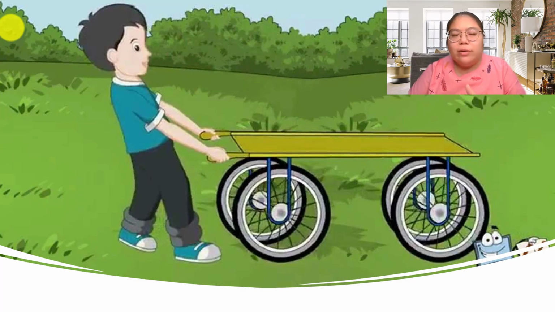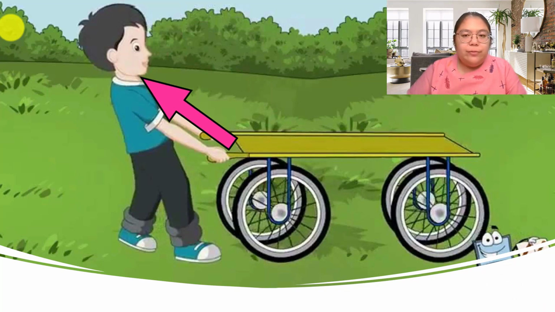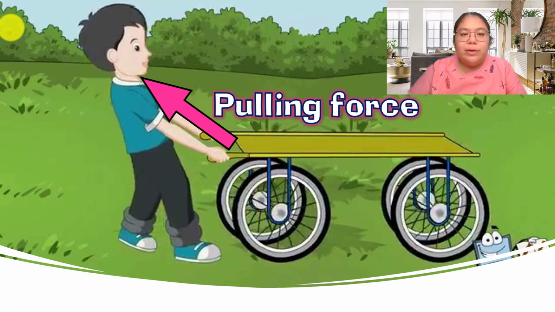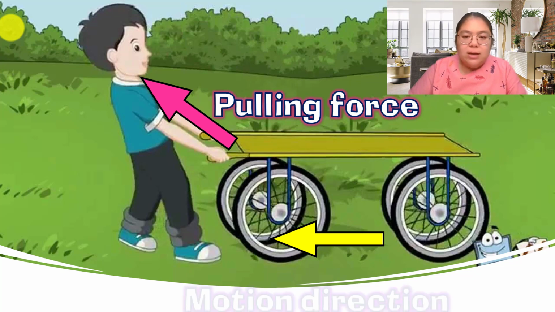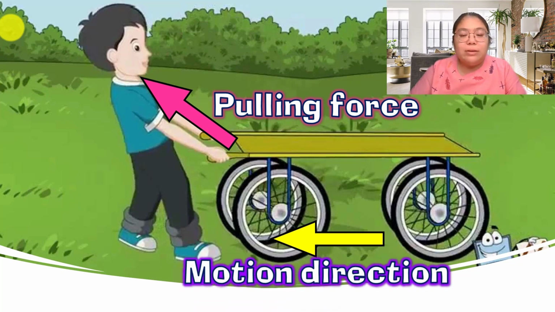Okay, this is one of the induction. Let's see the diagram. One of the boys is pulling a trolley. Now we're going to see this part. From here we find there is a force acting by the boy, the one we call the pulling force. It goes upwards. After you pull, you find it will move. Where is the direction it moves? It will move to the left-hand side. So this one we call the direction of motion.